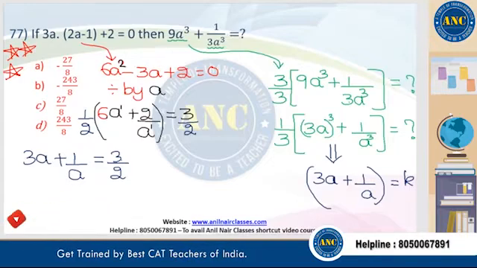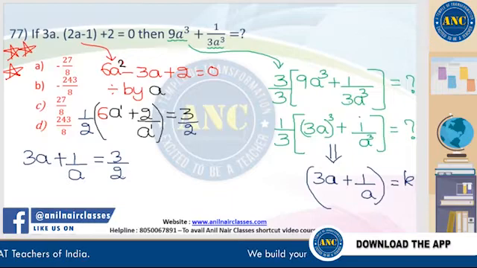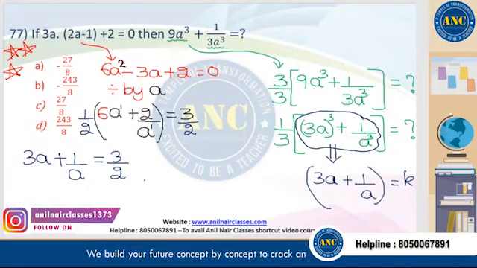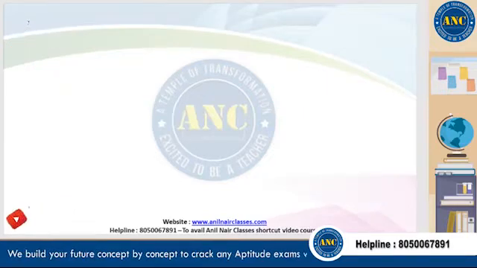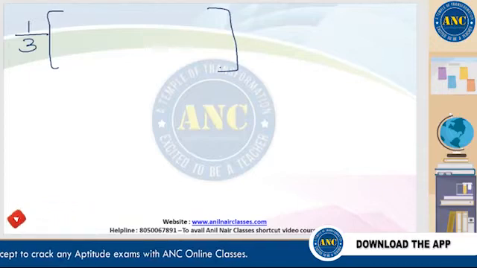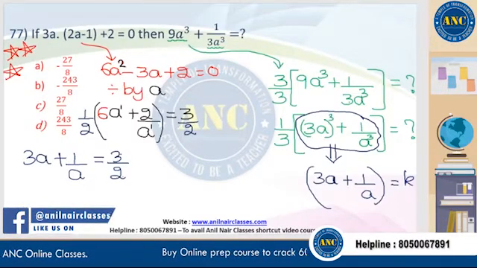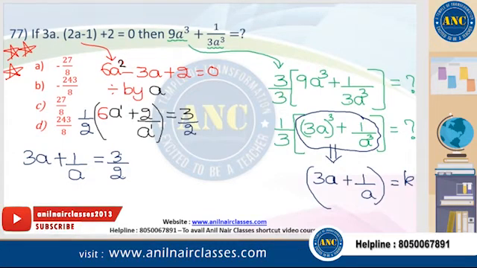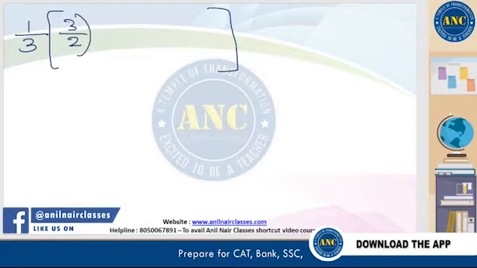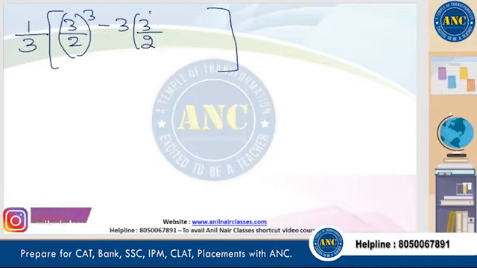That means I know the value of 3a plus 1 by a as 3 by 2 right now. I need to find 3a whole cube plus 1 by a whole cube. That is very, very simple for me. So final answer is 1 by 3 times of 3a whole cube plus 1 by a whole cube is 3 by 2 whole cube minus 3k. 3 by 2 whole cube minus 3 times of 3 by 2, but I should not stop at this point.